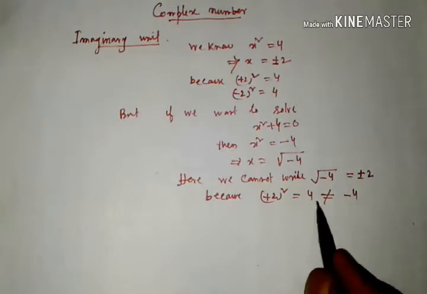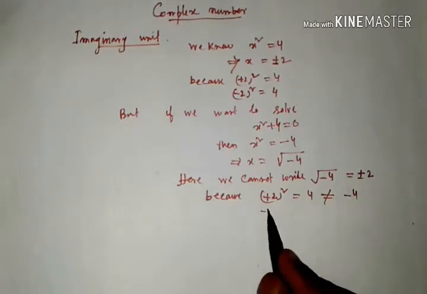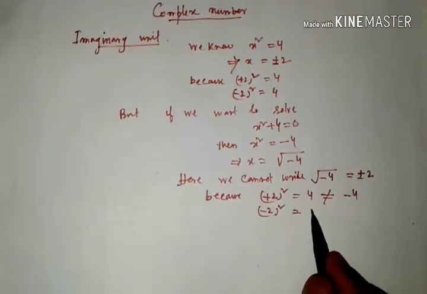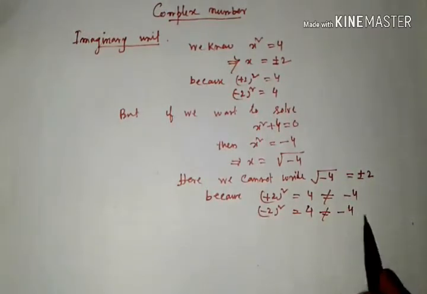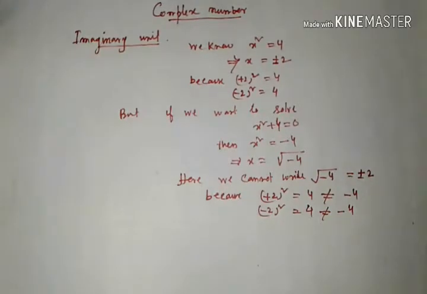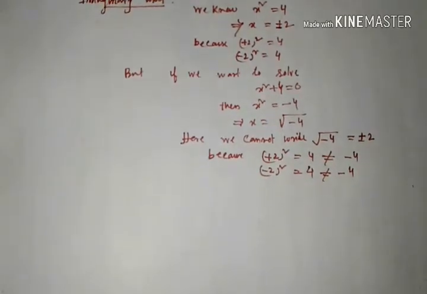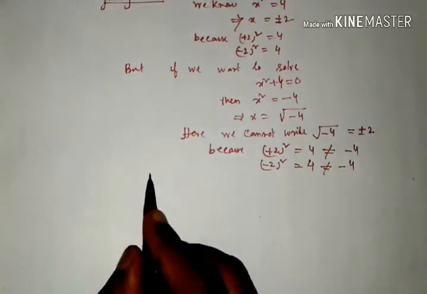Minus 2 square is equal to 4, not equal to minus 4. Then how can we solve it?